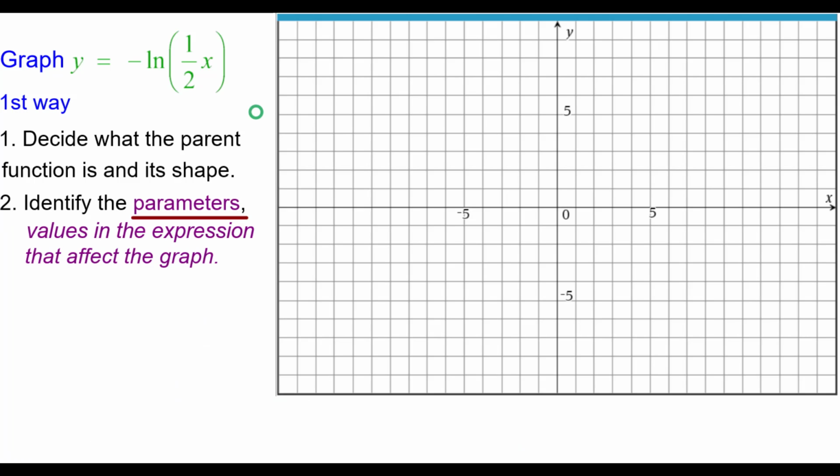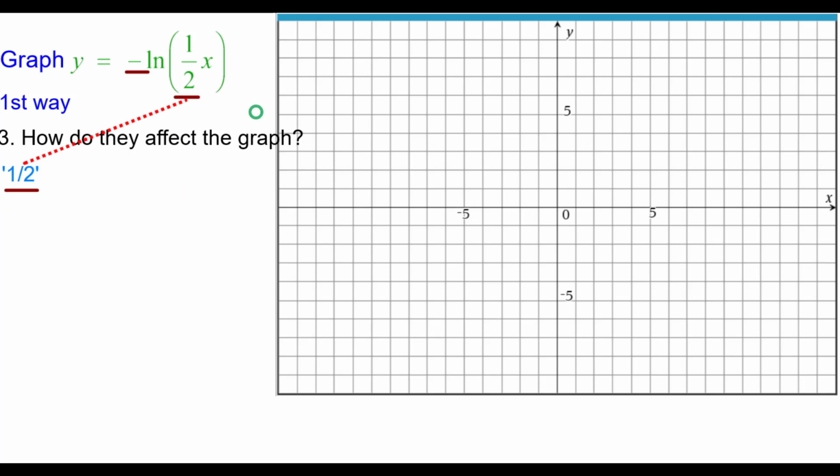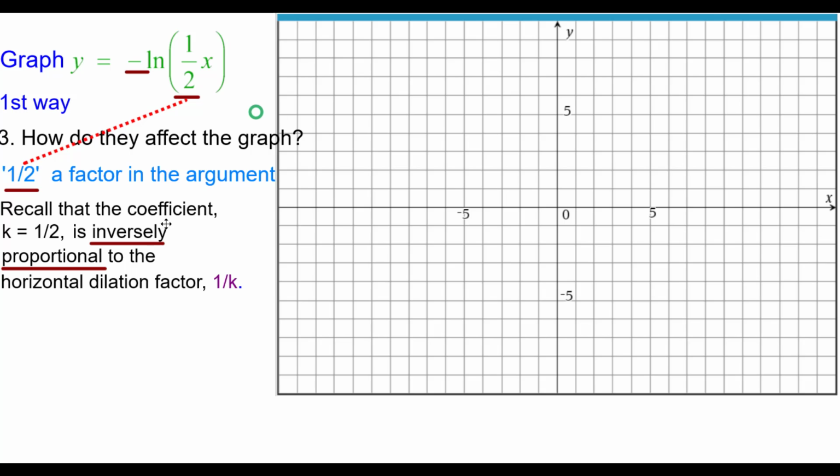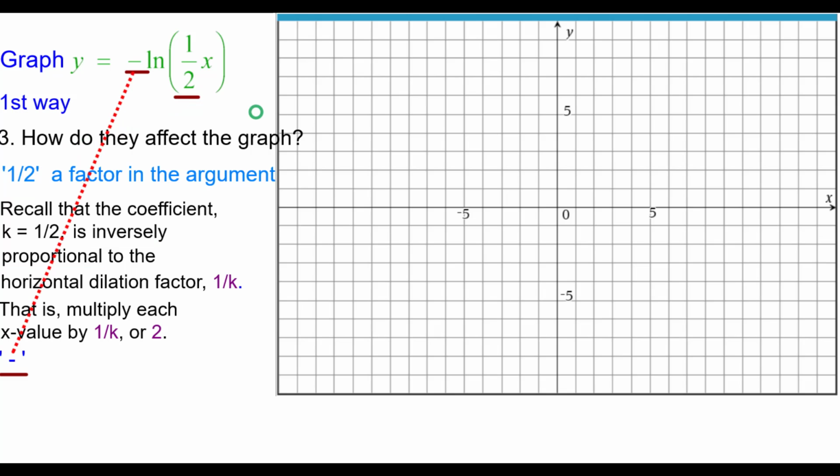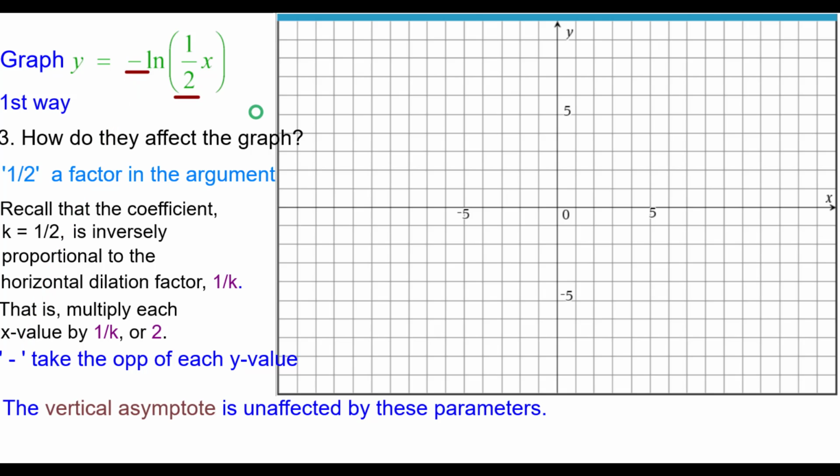So identifying the parameters, these are values in the expression that affect the graph. There are 2 of them right here. And how do they affect the graph? Well, the 1/2 inside the parentheses, inside the function, is a factor in the argument. And we need to recall that that coefficient is inversely proportional to the horizontal dilation factor, which is the reciprocal of that coefficient. So in this case, we multiply each x value by the reciprocal of 1/2, which is 2. The opposite sign takes the opposite of each y value.